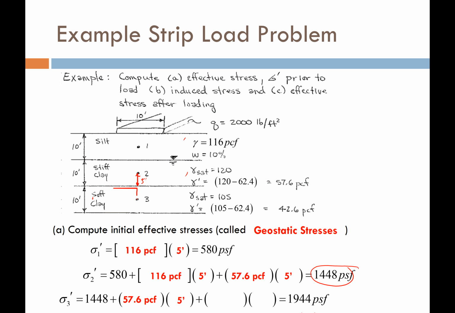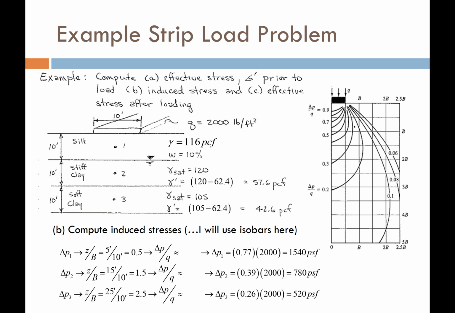And then we need to add the stress of the top part of the soft clay layer. Its buoyant unit weight is 42.6 pounds per cubic feet, and it has a thickness again of 5 feet. So when I do that, I get 1944 pounds per square foot. Okay, so that's step A.